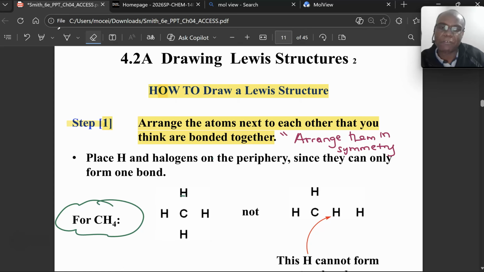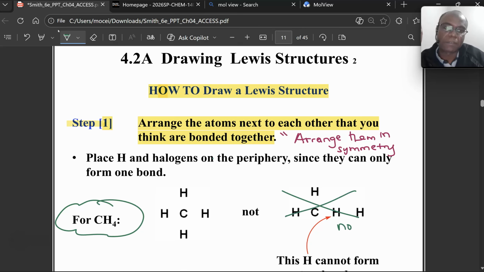I told you hydrogens and halogens like chlorine, fluorine, bromine, iodine will be outside the structure. You don't want to draw it like this. There's no symmetry here. There's no way you can cut that molecule into equal halves. And again, there's this rule: hydrogen is inside, and when it's inside, it's gonna need 2 bonds.